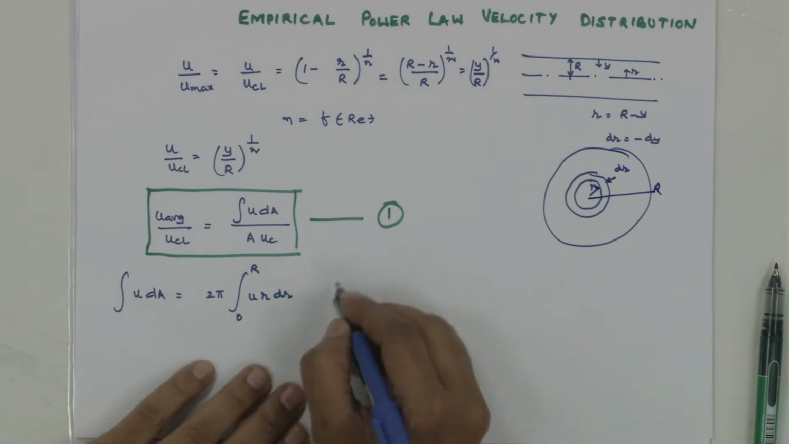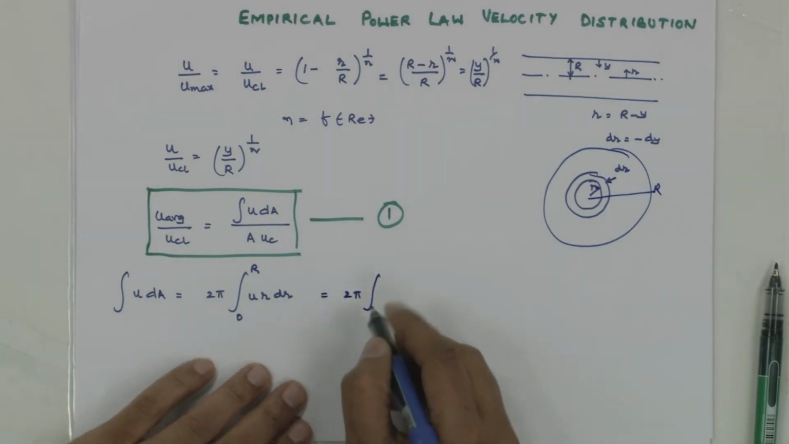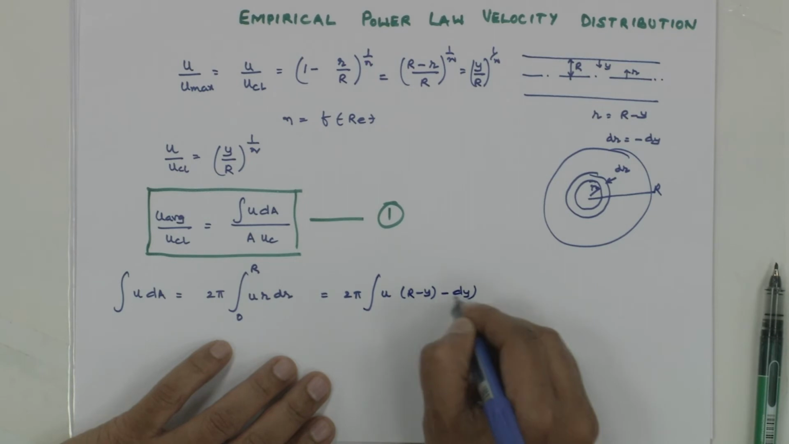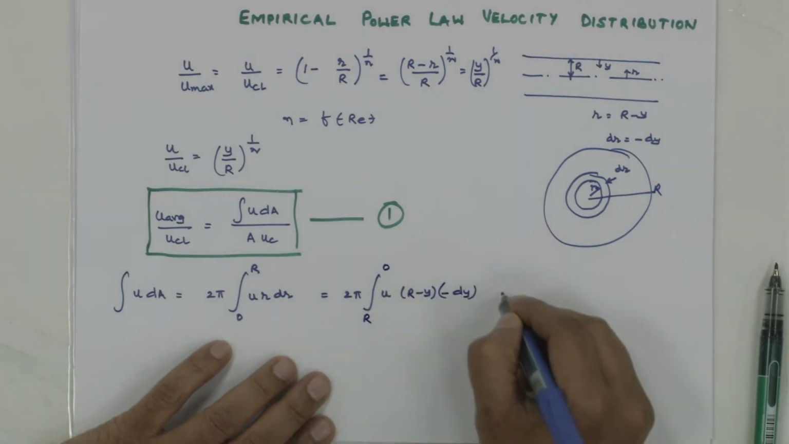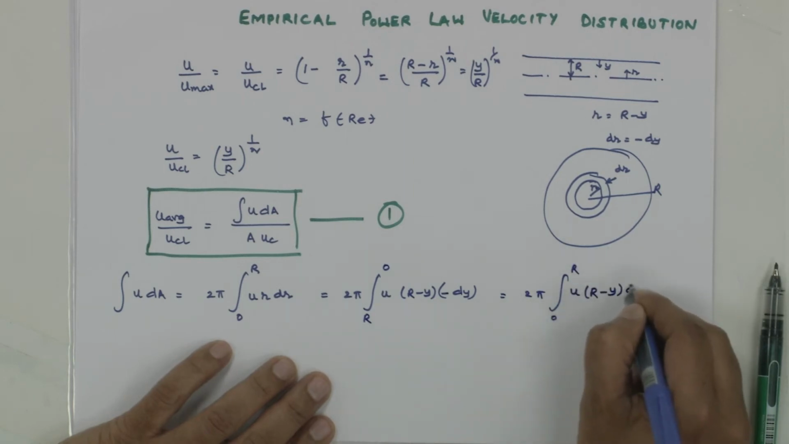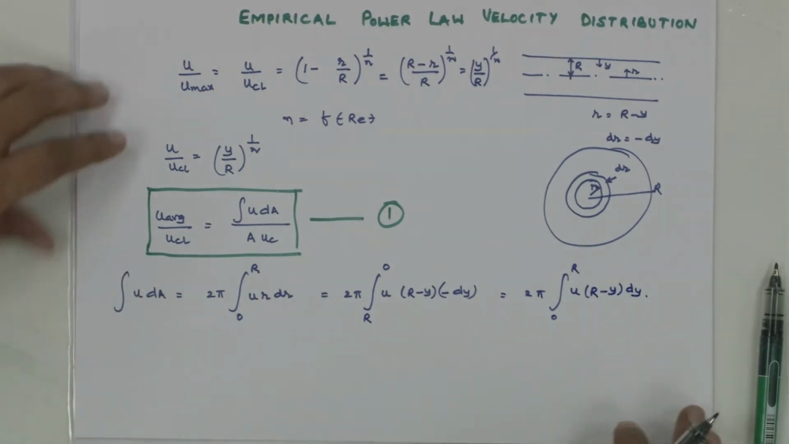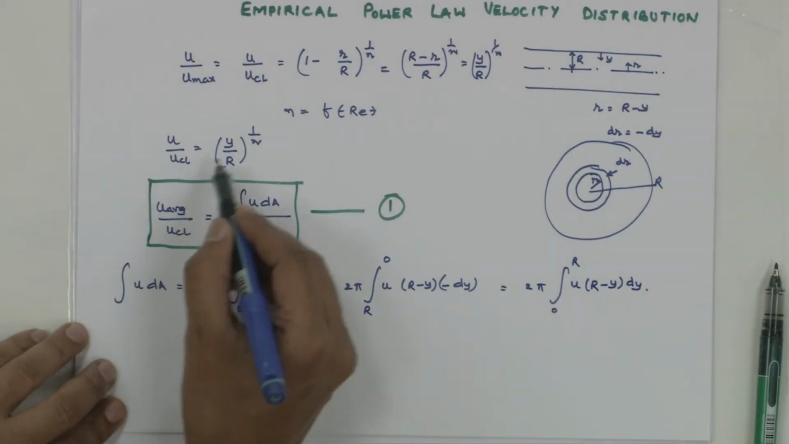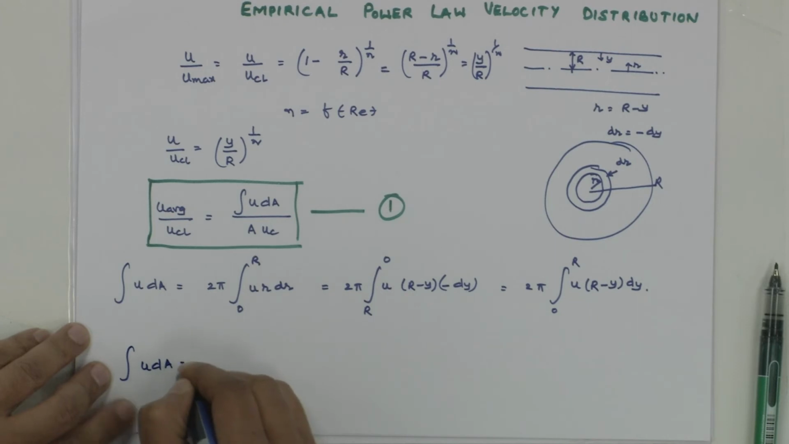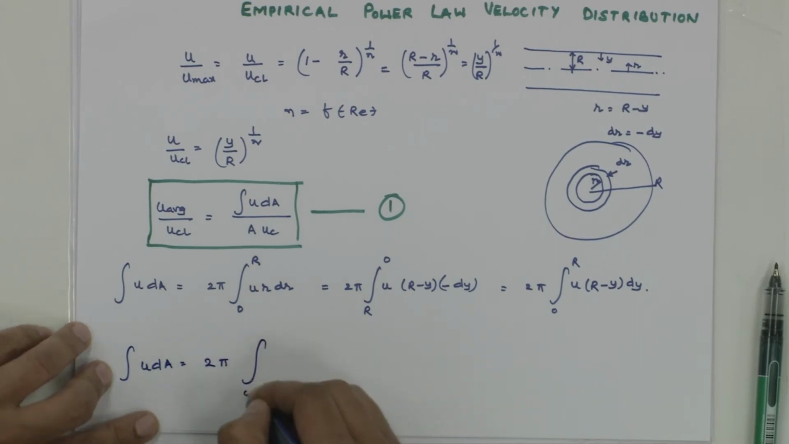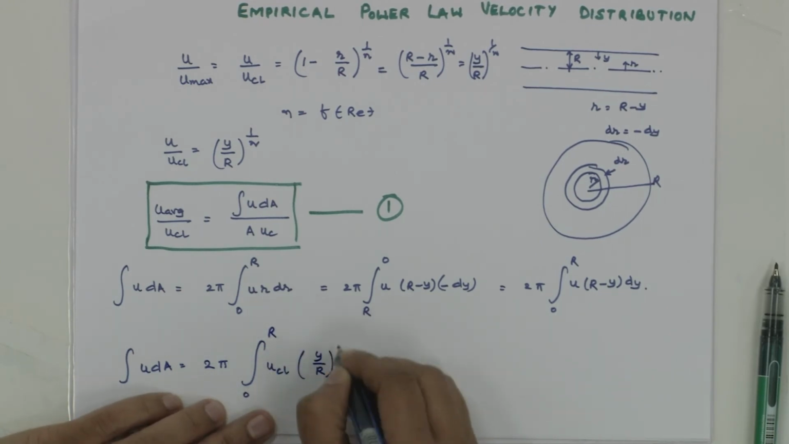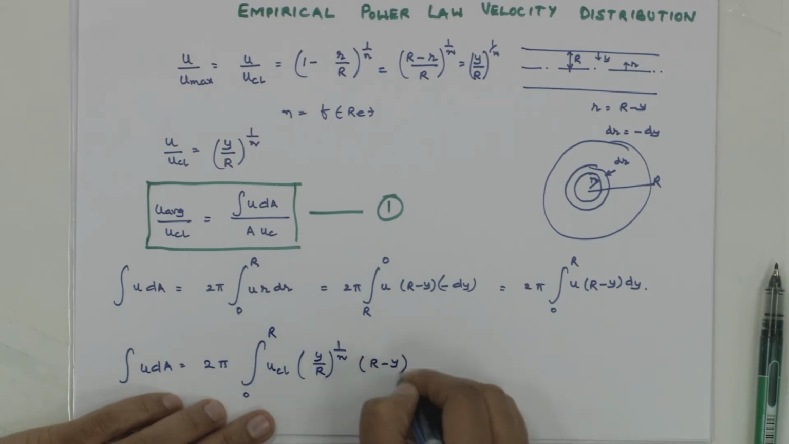So, you have 2π, and r can be replaced by u into (r − y) dy, with the limits being r to 0. So, 2π ∫ from 0 to r of u (r − y) dy. Okay. Now, I will substitute for u as u_CL into (y/r)^(1/n). So, ∫u dA = 2π ∫ from 0 to r of u_centerline (y/r)^(1/n) (r − y) dy.